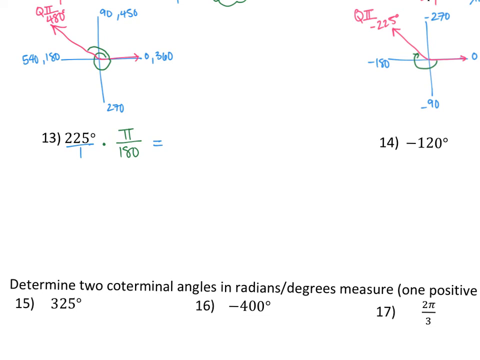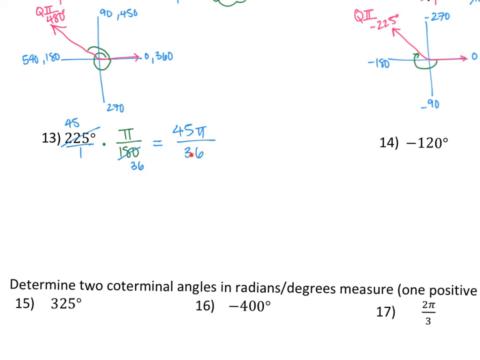So let's take a look. 225 divided by 5 is going to be 45. And then 180 divided by 5 is going to be 36. So in that case, let's move this over. We have a 45 here multiplied by pi. So 45 pi over, my denominator is just a 1 times 36 that I've reduced.